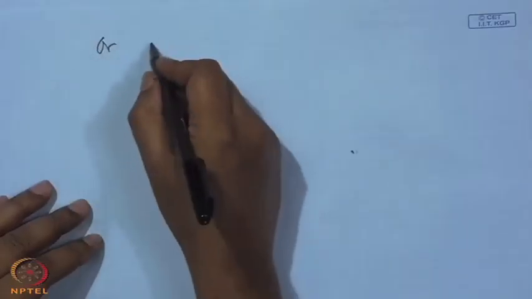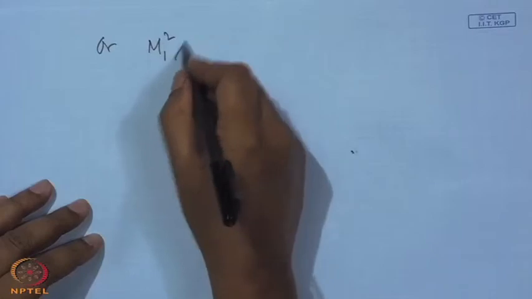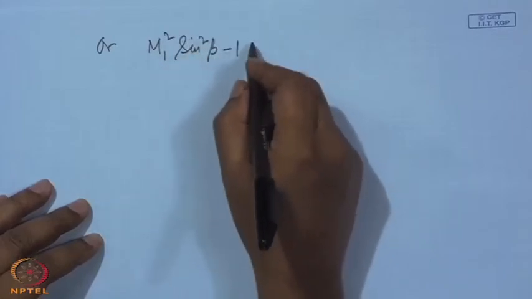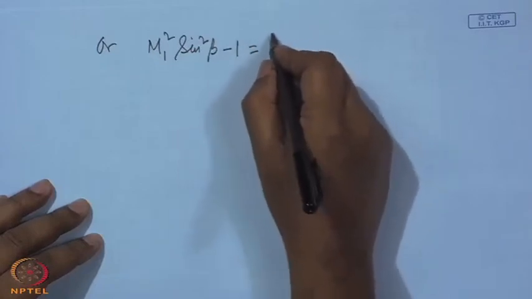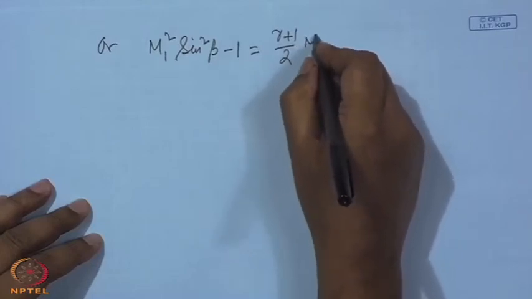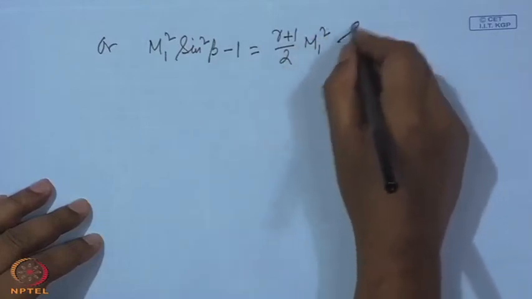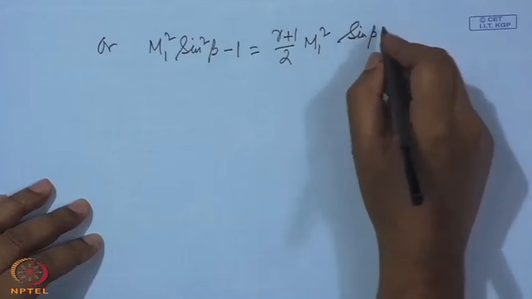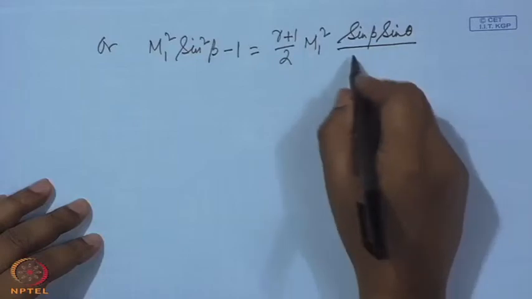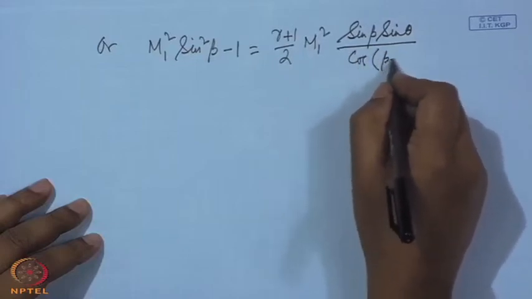And this can also be written as M1 square sin square beta minus 1 equal to gamma plus 1 by 2 M1 square sin beta sin theta by cos beta minus theta.